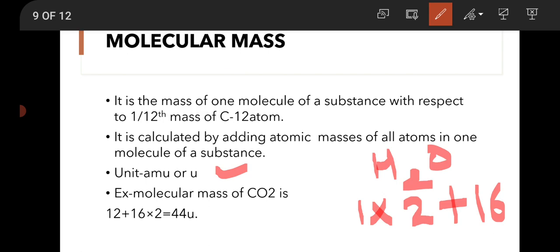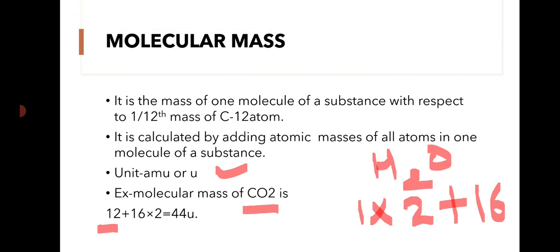An example is shown here, for carbon dioxide. See, this is one molecule of carbon dioxide. One molecule of carbon dioxide contains one atom of carbon and two atoms of oxygen. So we will add 12 for carbon plus oxygen. The atomic mass of oxygen is 16 and the number of oxygen atoms is 2. So multiplied by 2, we will get 44 U. So the molecular mass of carbon dioxide is 44 U.